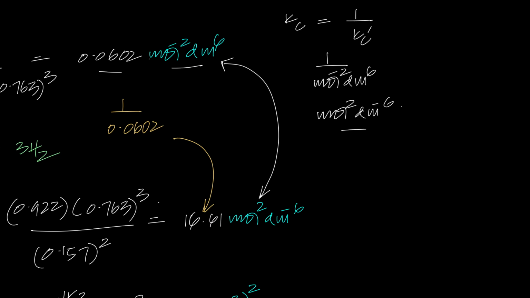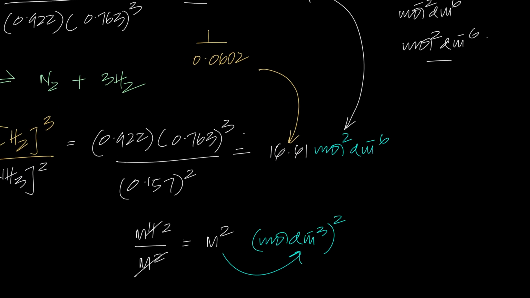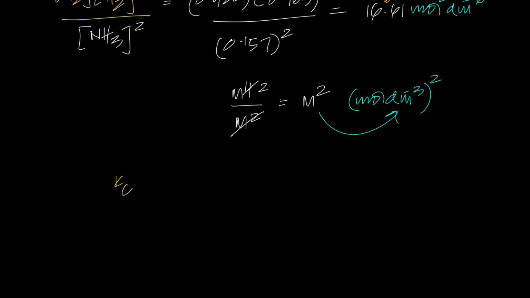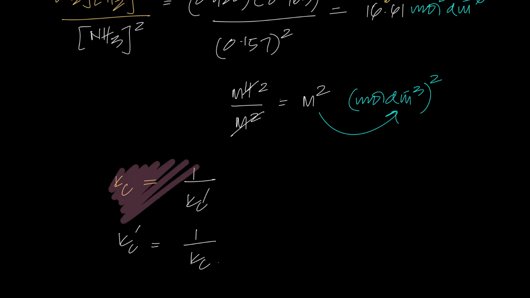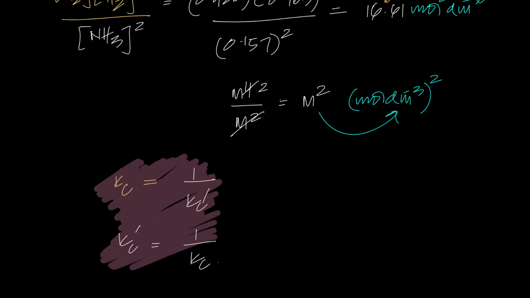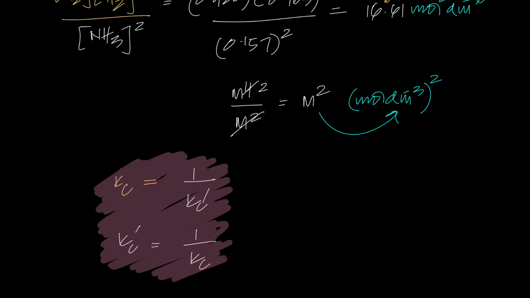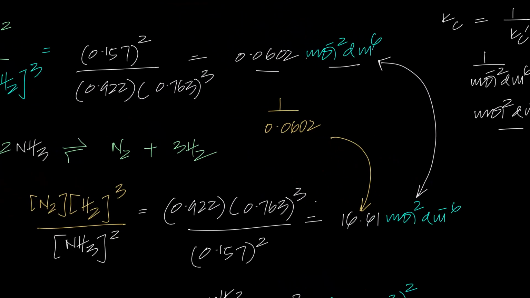And that's the first relationship. If you have Kc for the forward reaction and you want the Kc for the reverse reaction, it's literally the inverse of it. Or if you have the Kc of the reverse reaction and you want the Kc of the forward reaction, it's literally the inverse of it. And the units are also inverse. I've mathematically proven it to you instead of giving you rote learning. It's such a basic idea. You just flip it. The units flip, the Kc values flip.